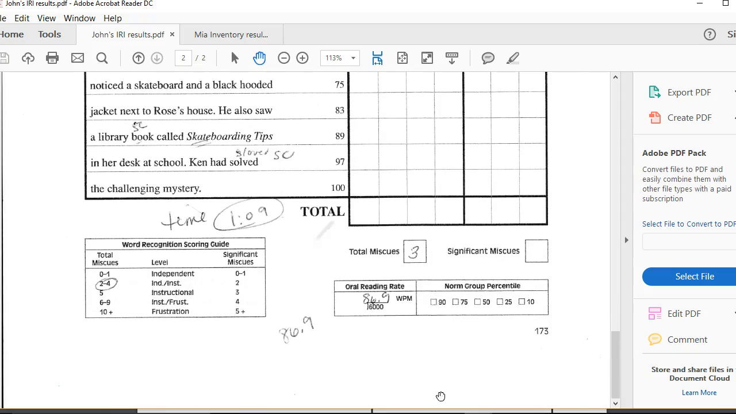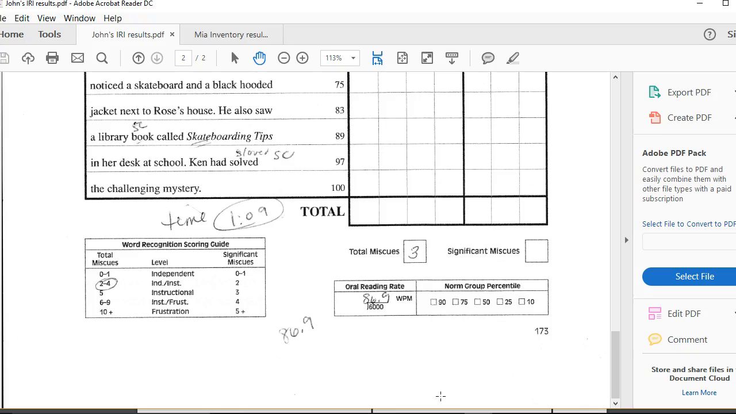It also gives you an indication of fluency level. How is her fluency? Is she reading through punctuation? Is she reading super fast or super slow? That's another area of data for you to consider when doing your tutoring sessions.